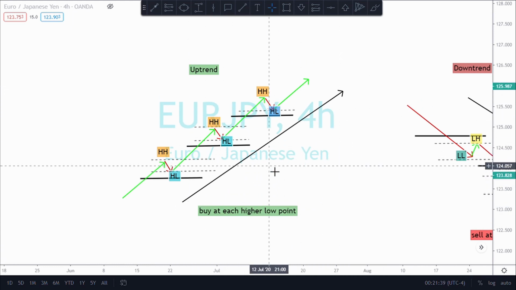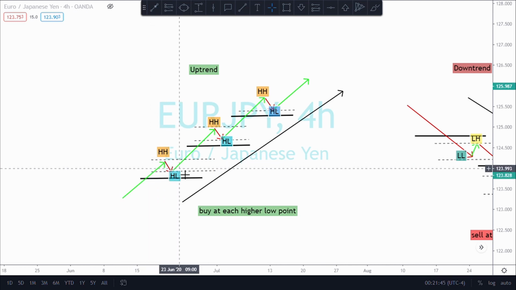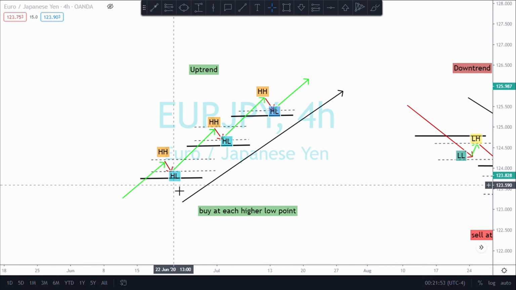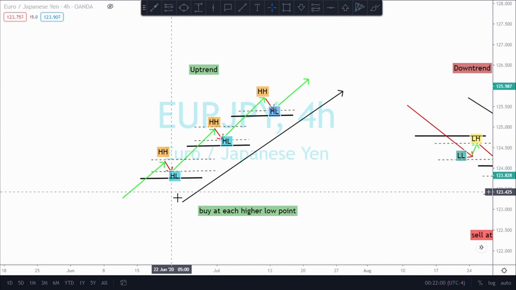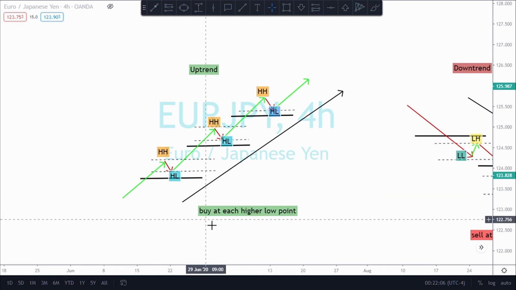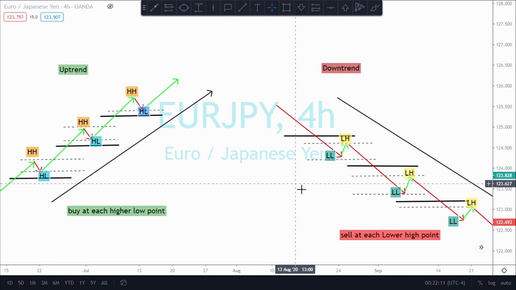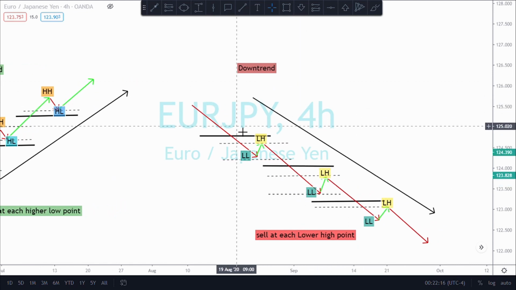Typically when you're doing your entries, we as traders enter at each higher low point. That's why sometimes on the MT4 when you see someone live trading, you see a whole bunch of different entries. That's what happens most of the time, though sometimes they're just loading at one particular point. So we buy at each higher low point. That's uptrend. For downtrend, essentially it's the same principle.